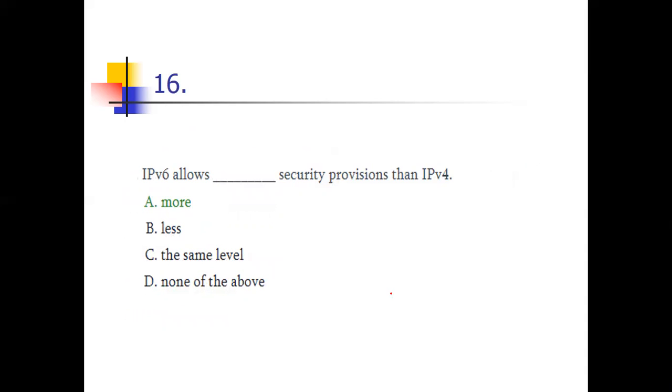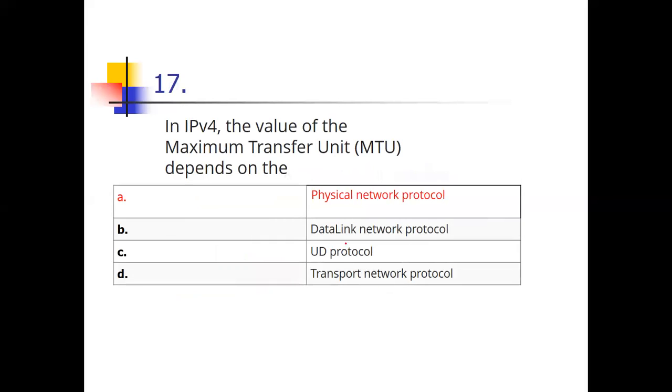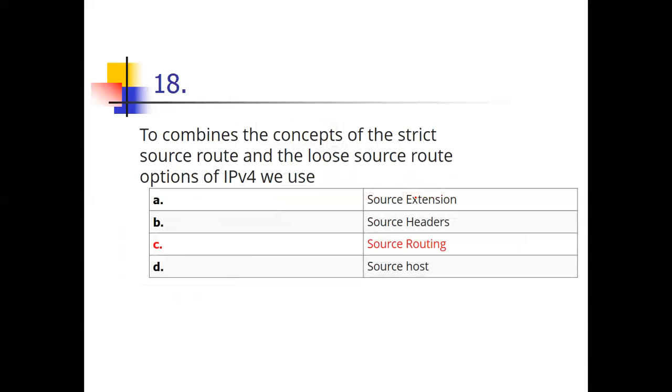IPv6 allows more security provision than IPv4 because there are some extra features in Internet Protocol version 6. In IPv4, the value of the maximum transmission unit depends on the physical network protocol. Next: to combine the concepts of strict source route and loose source route options of IPv4 we use, see, we are talking about strict source route and loose source route, so we are talking about source routing. So the correct option is source routing.